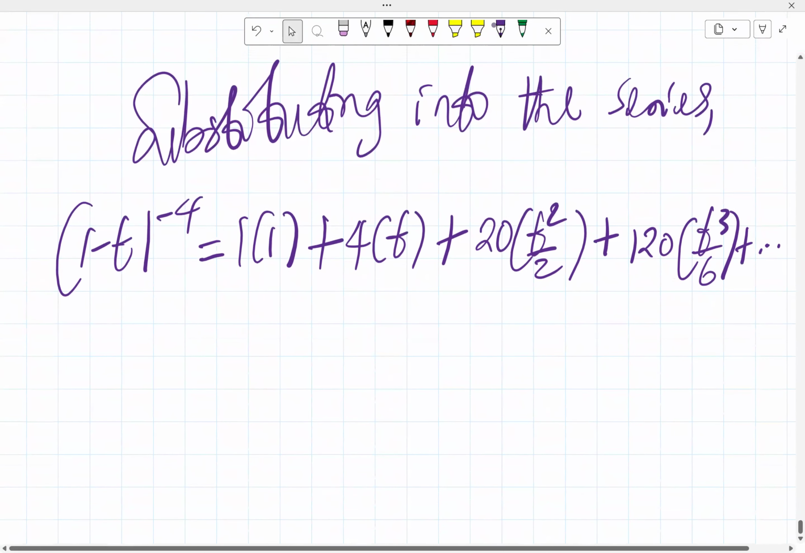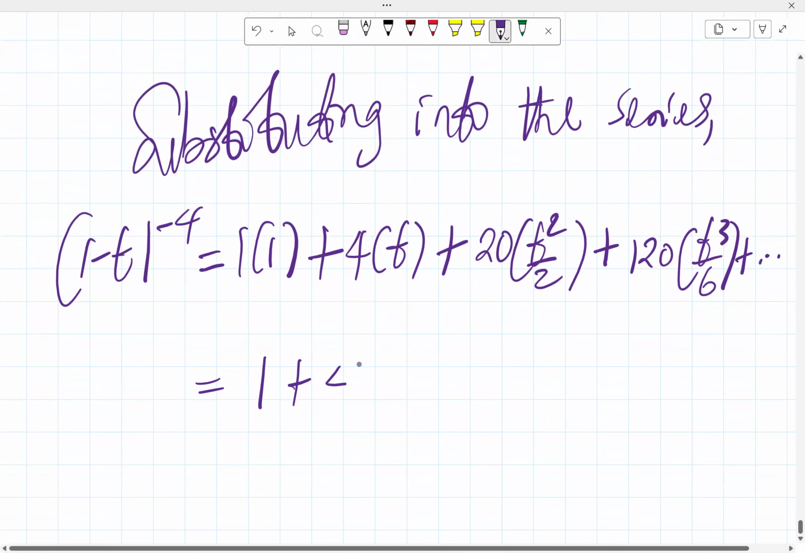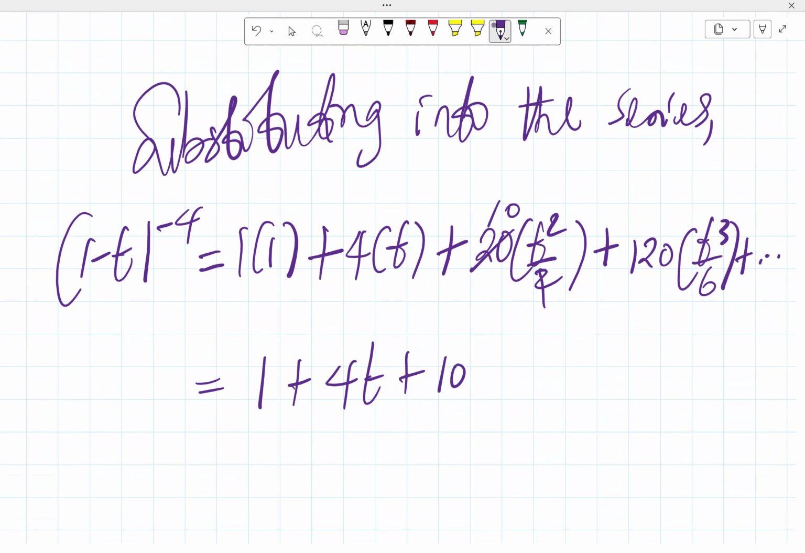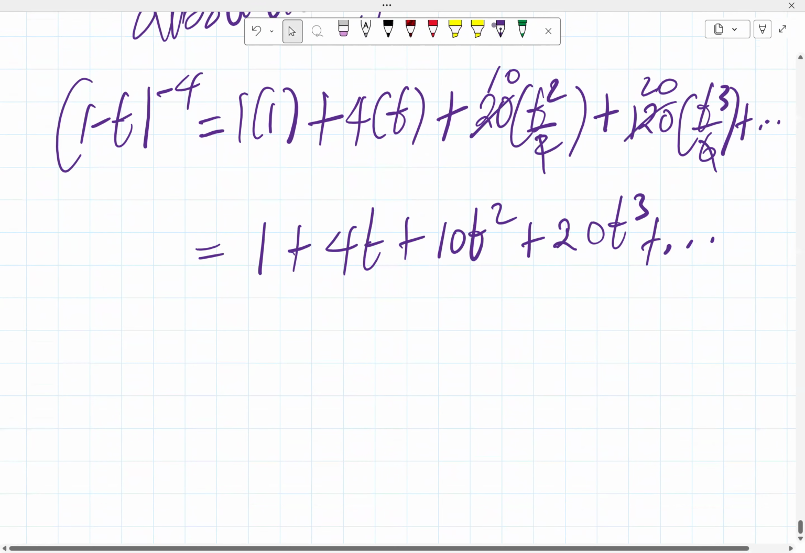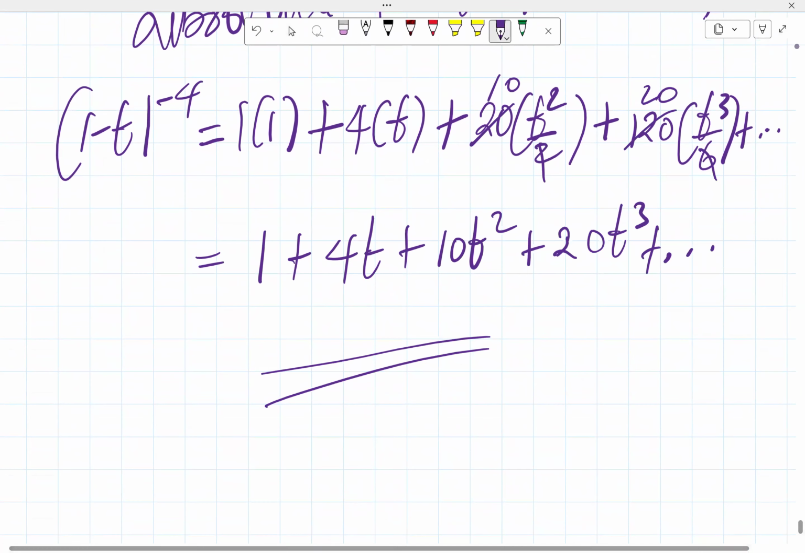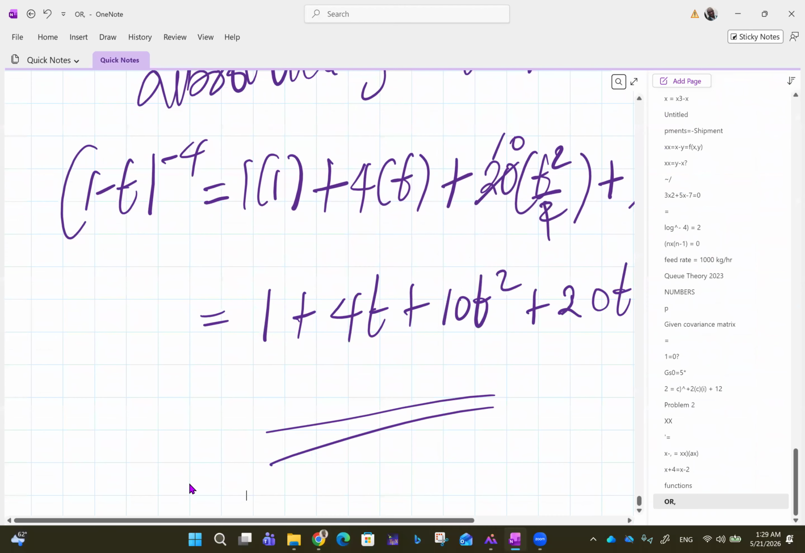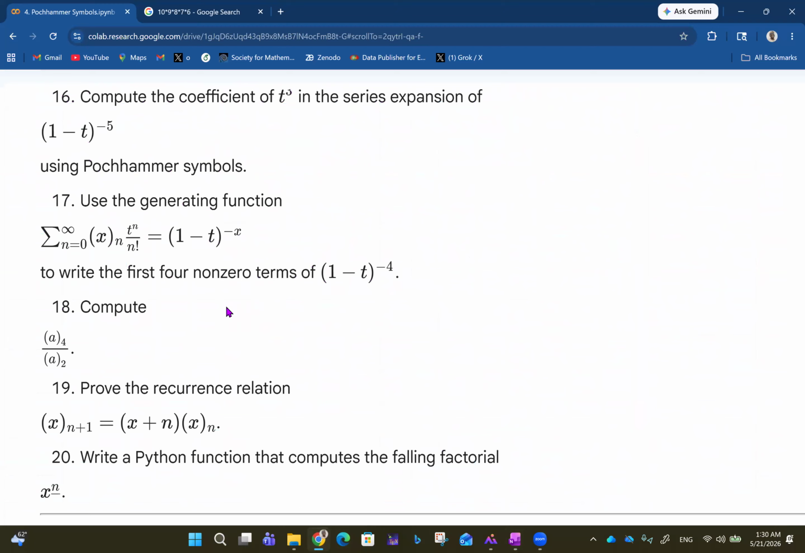So here we have 1 times 1 is 1, 4t. Then 20 over 2 is 10, so we have plus 10 t squared. 120 over 6 is 20, that's plus 20 t cubed plus all of that. And that's what we have there. We're good to go. So it's all done. And with that, we come to the end of this interesting video on Pochhammer symbols.